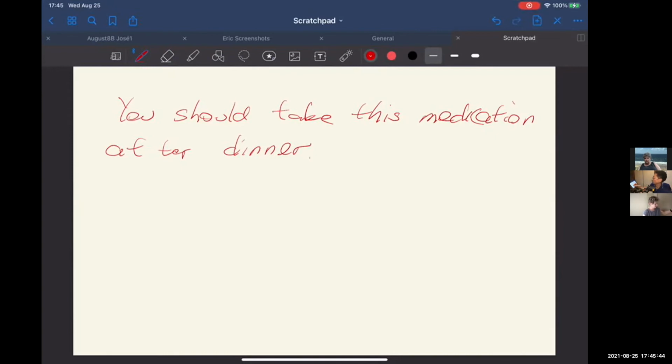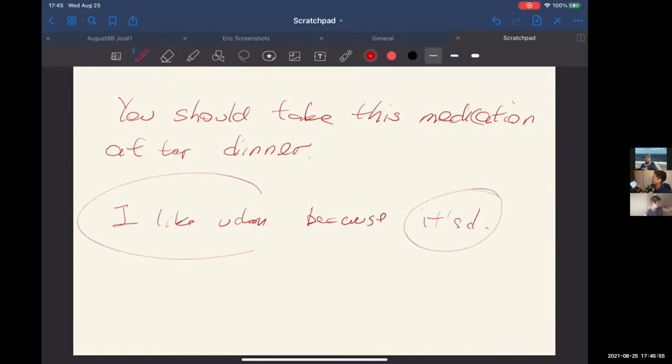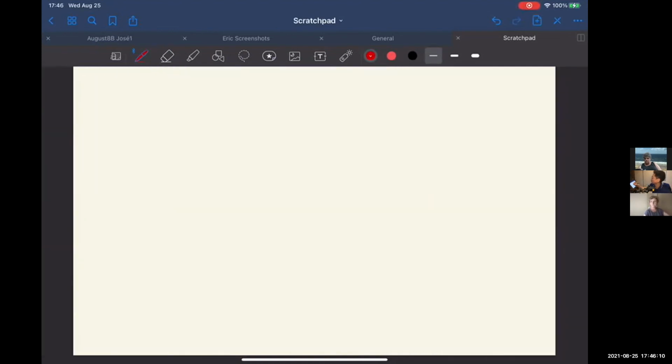It wouldn't be something like, I like udon because it's delicious. Then you can go straight from "it's delicious" and "I like udon." That's really easy to scaffold. And like I showed before, just chuck "because" in there and make sure that they show their understanding. But I would start here with "you should take," and I would make that the first thing to do. And I would do something like, you should study.